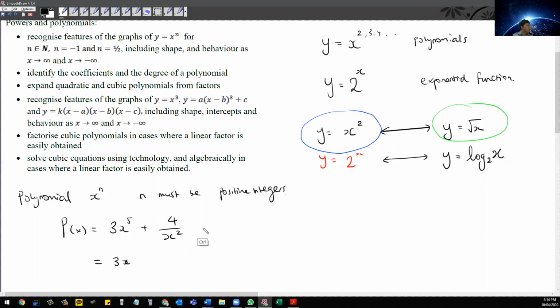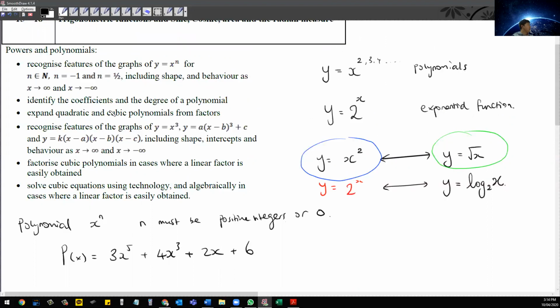So it must always be x to the power of some positive integer or 0. If you have something like 4x^3, 2x, that's fine, that's power 1 there, right? And then 6, that means if you just have a constant, it's just x to the power of 0 next to it, because anything to the power of 0 is 1. So that's an example of a polynomial. So recognize features for the graph of this.